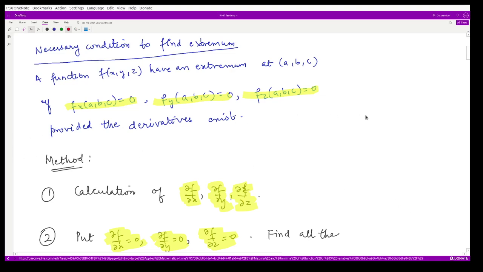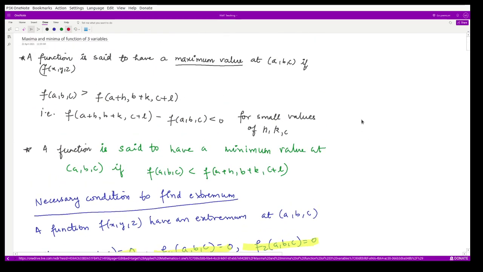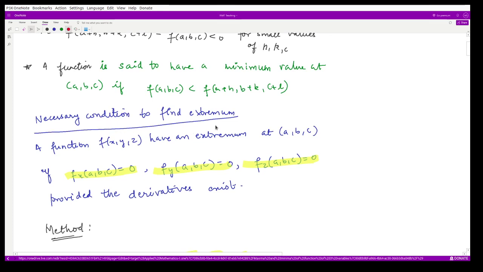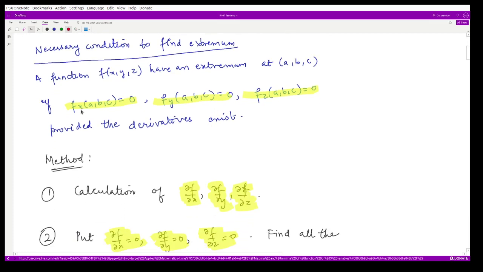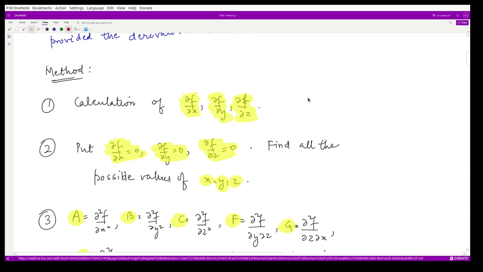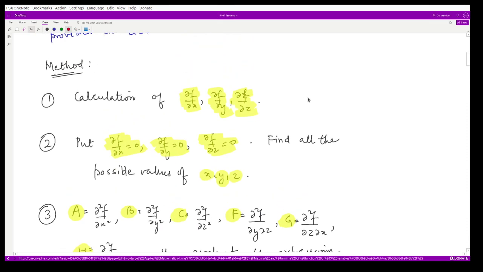In this video, we shall see certain questions related to the concept of finding out the maxima and minima of a function of three variables. In the previous video, we saw the necessary condition to find the extremum. The necessary condition states that the first partial derivatives with respect to x, y and z of the function f(x, y, z) at that particular point (a, b, c) should be equal to 0. And we have also discussed the method corresponding to that.